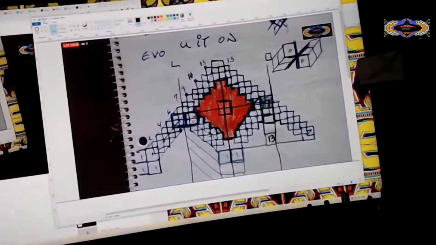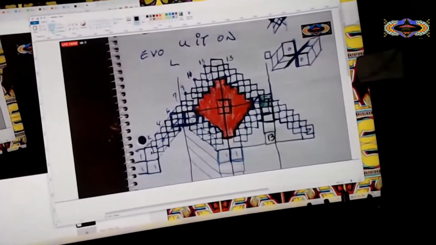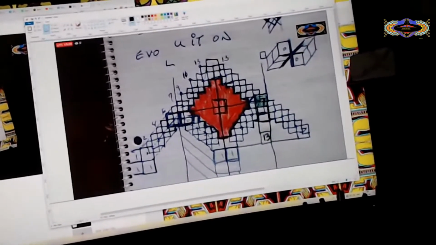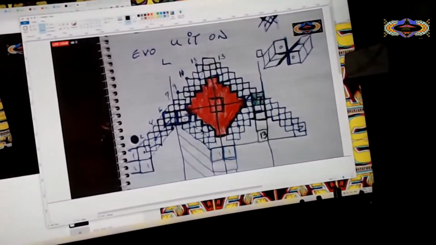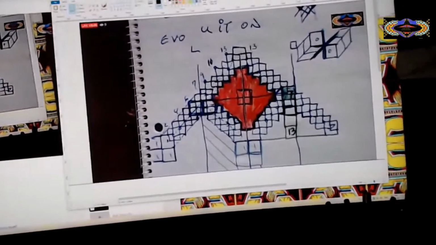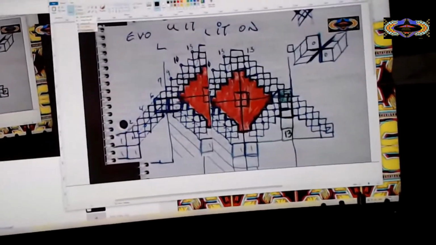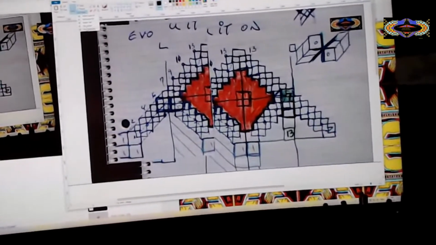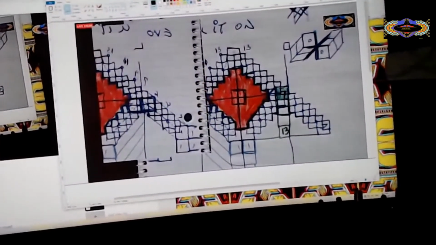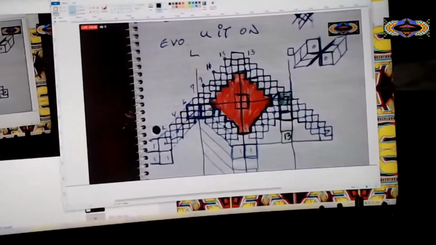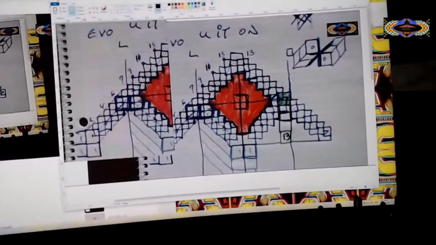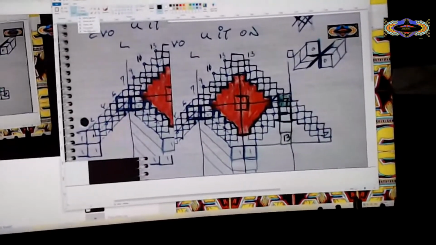Hold on. I'm going to copy, paste. I just want to make it even. I need to make both sides perfect. This was recreated, my friends. This is recreated. Recreated planet. Step up, ladies and gentlemen.